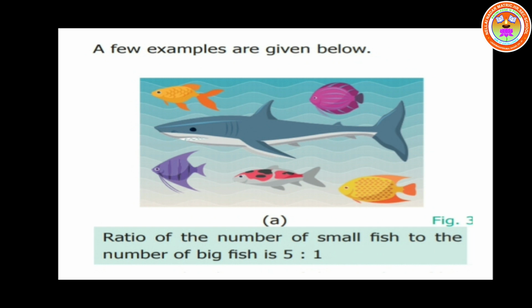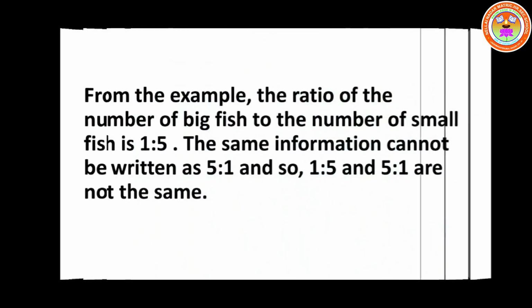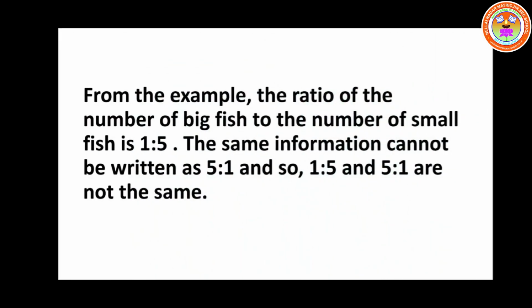Now listen, the ratio of the number of small fish to the number of big fish. How many big fish are there? Only 1. How many small fish are there? 5. So you can write it as 5:1. Now listen, children. If the question asks for the ratio of the number of big fish to the number of small fish, then you have to write 1:5. You cannot write 5:1. Understood?